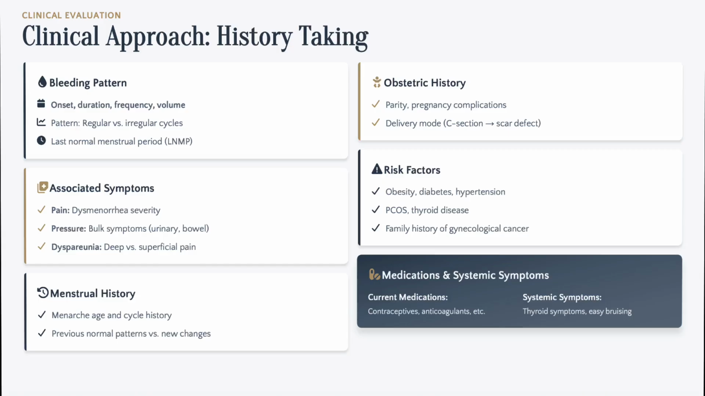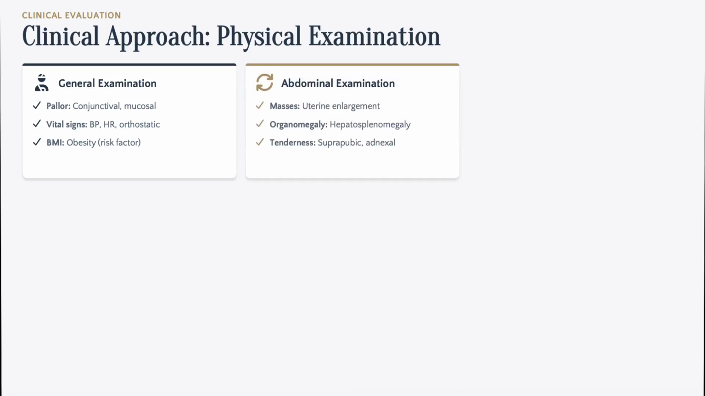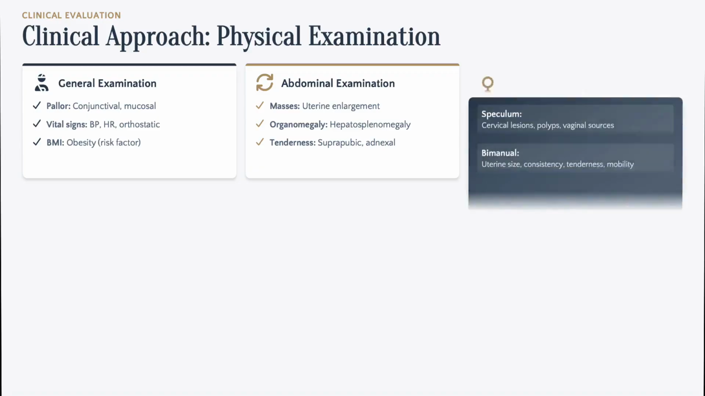And finally, ask about systemic symptoms like thyroid symptoms, such as heat or cold intolerance, changed weight, easy bruising, or any bleeding manifestation. Let's pass through now the physical examination. Start always with a general assessment. Check for pallor. Check the vital signs. Check for PMI. And do an abdominal examination. Look for masses, any organomegaly, any tenderness.